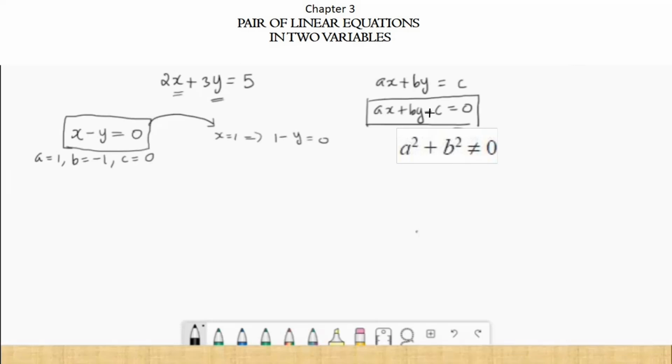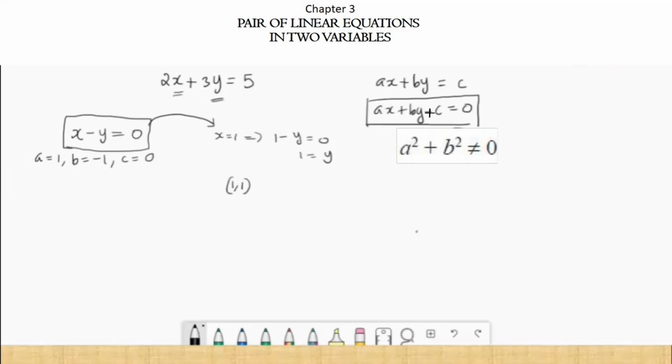Therefore, you can move minus y to the right side. So 1 will be y. So y is also 1. And in this case, we will say that x is equal to 1, y is equal to 1. That is, (1, 1) is a solution of this linear equation. (1, 1) is a solution of x minus y is equal to 0.